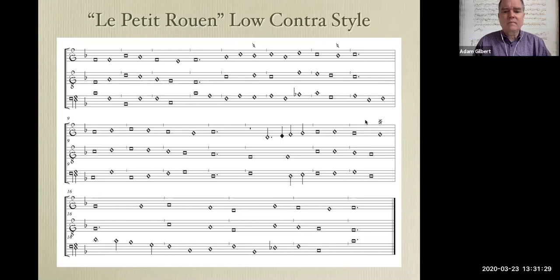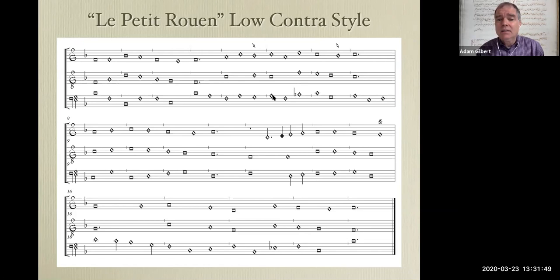So that's low contratenor style. You see it's almost exactly the same tenor and cantus, the same top two voices, but now that contra is dropped lower, and it starts to have this quality of always going three, five, three, five below. You'll notice at measure six here, there's a B flat.